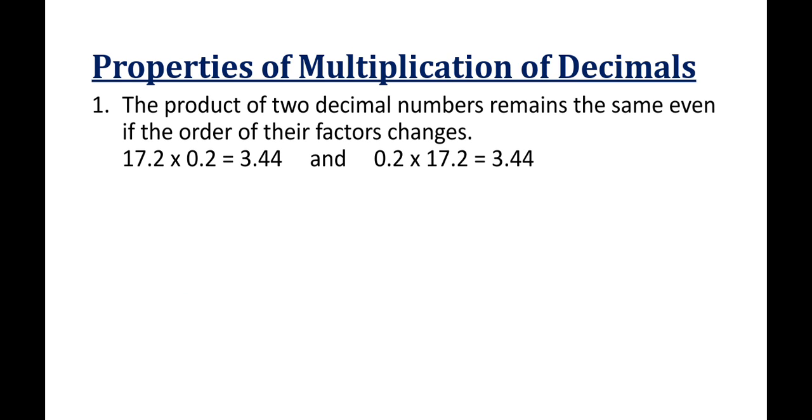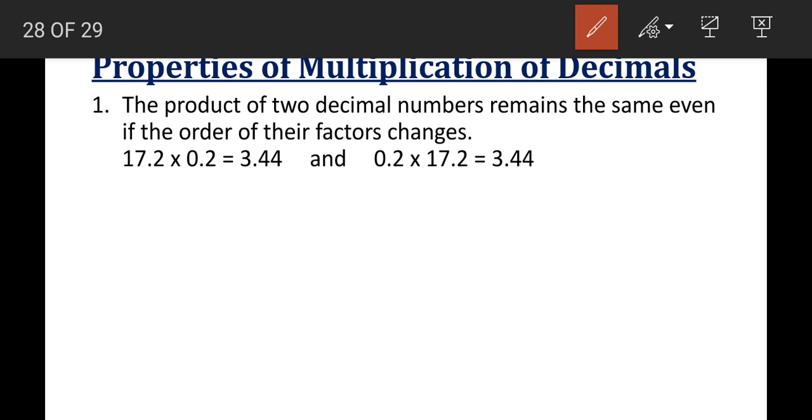Next, come to the properties of multiplication of decimals. Whatever properties we discussed for simple multiplication, all of these we have to follow here. First one: the product of two decimal numbers remains the same even if the order of their factors changes. If you multiply 17.2 by 0.2, we get 3.44. If you change the order, writing 0.2 in the first position and 17.2 in the second position, and multiply, then also we get the same result. 0.2 multiplied by 17.2 gives the same 3.44.